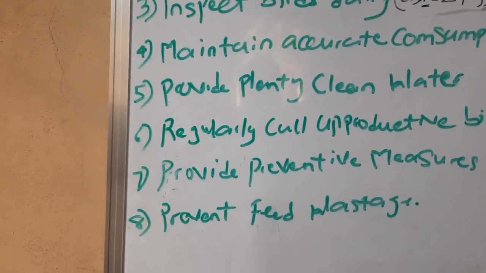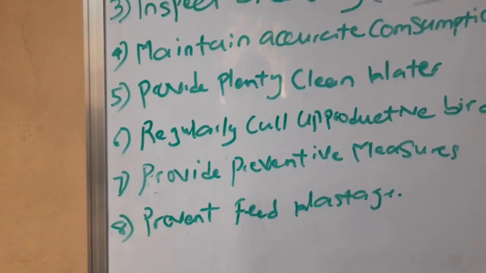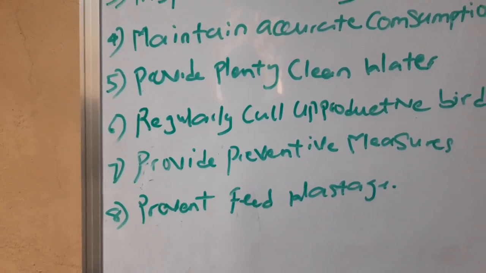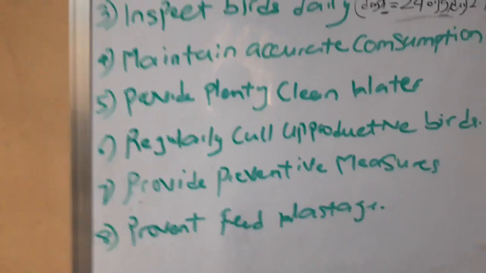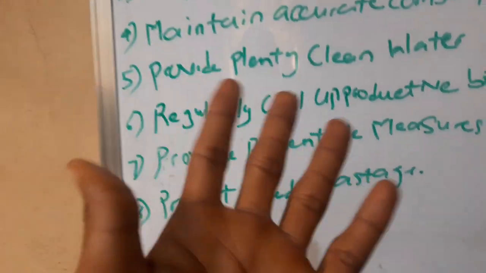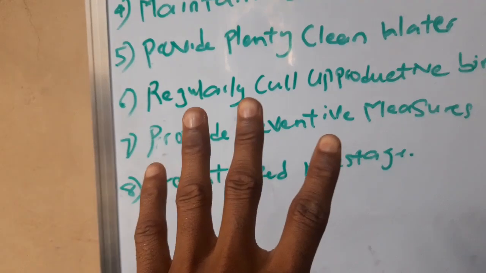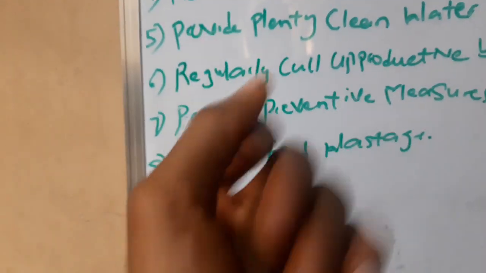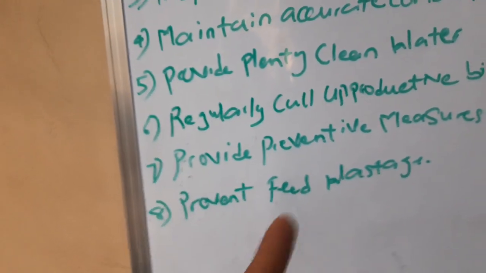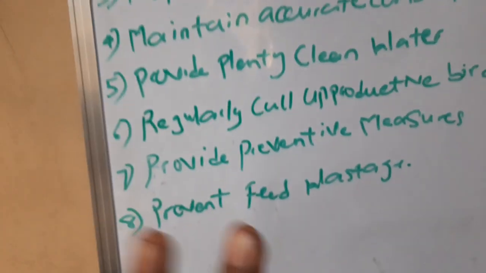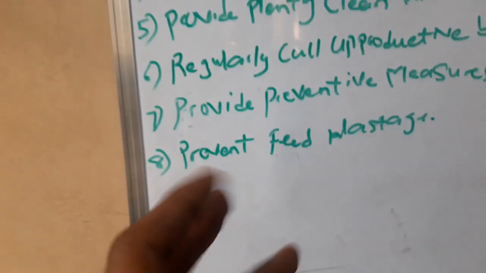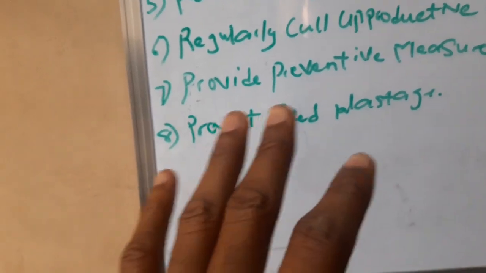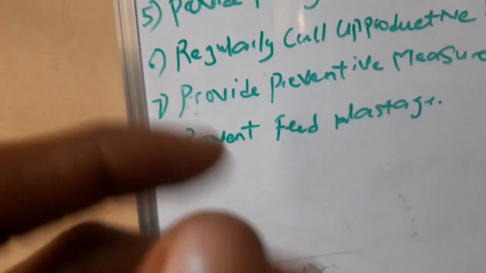Now we go to number six, which is to regularly cull unproductive birds. Once you notice birds that are not productive, those birds that are just there, in catfish we call them runts, in poultry we call them culls. Once you notice birds that are not productive enough, just dispose of them, or process them and sell them off, because they will keep on consuming your feed and they won't grow.